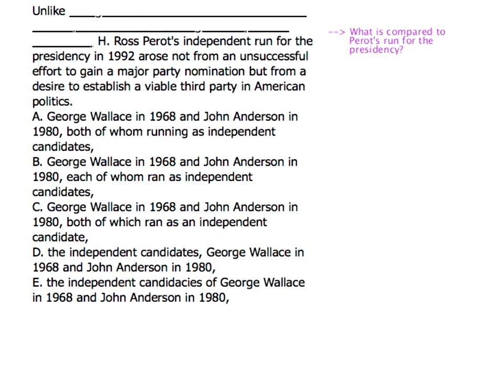So it's not going to be Wallace and Anderson. It's going to be those people. So it's going to be the presidential candidacies of Wallace and Anderson. So in other words, not A, B, or C, because that's not the right comparison. And then actually not D either, because those are still people. So that leaves us with E, elephant, and whoa, we're done. It's kind of cool. All right, well, that was a fast one.